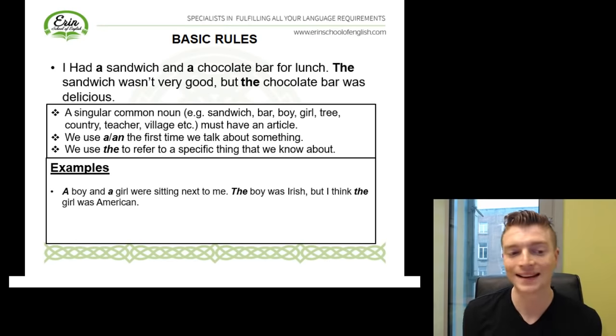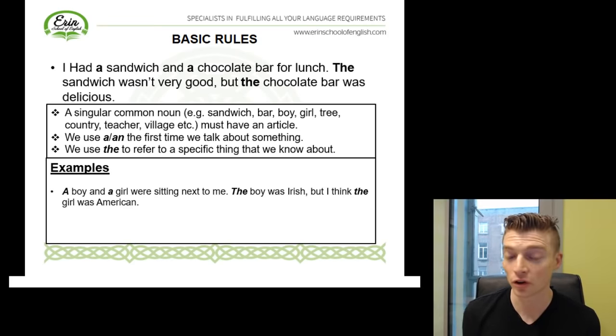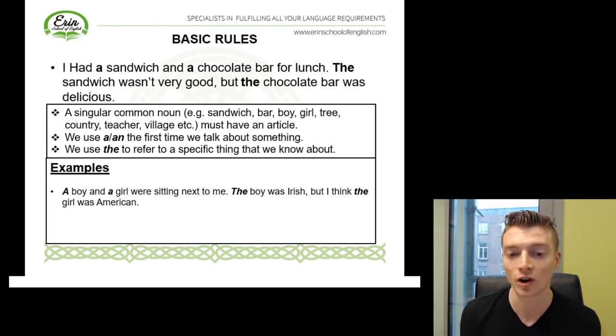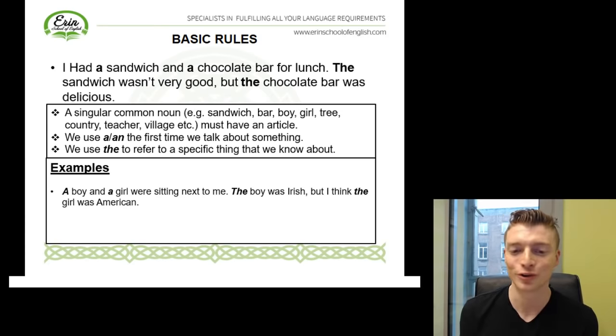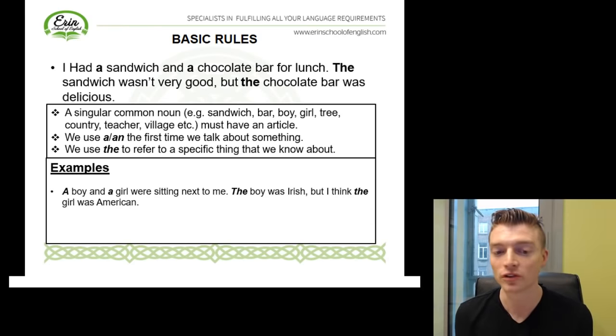A boy and a girl were sitting next to me. The boy was Irish, but I think the girl was American. So once again, we can see here the first time I'm mentioning something, I'm using the indefinite article. And of course, boy and girl are common nouns. We're not being specific. We didn't name the boy or name the girl. And in the second sentence, we know what I'm talking about, and that's why we're using the.